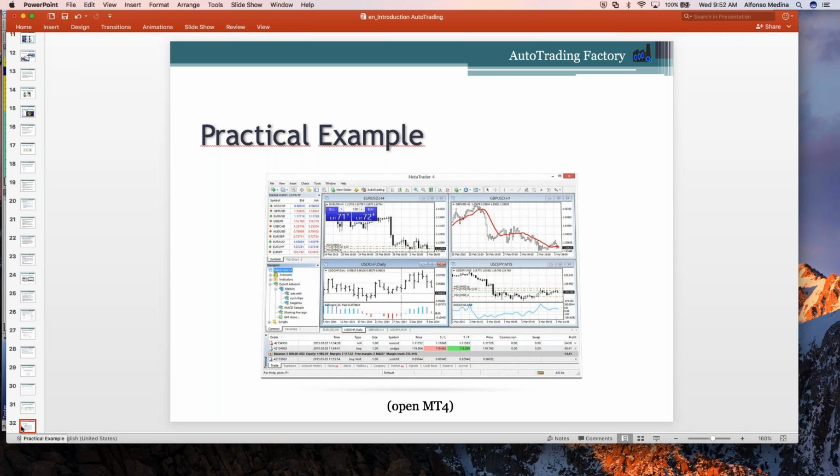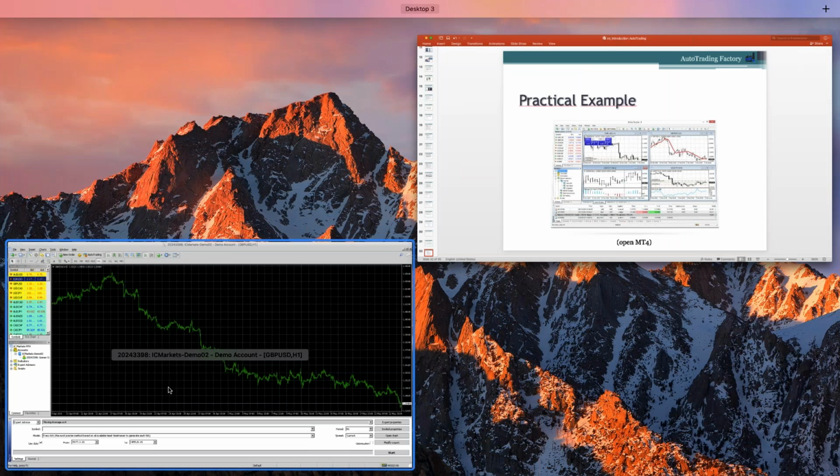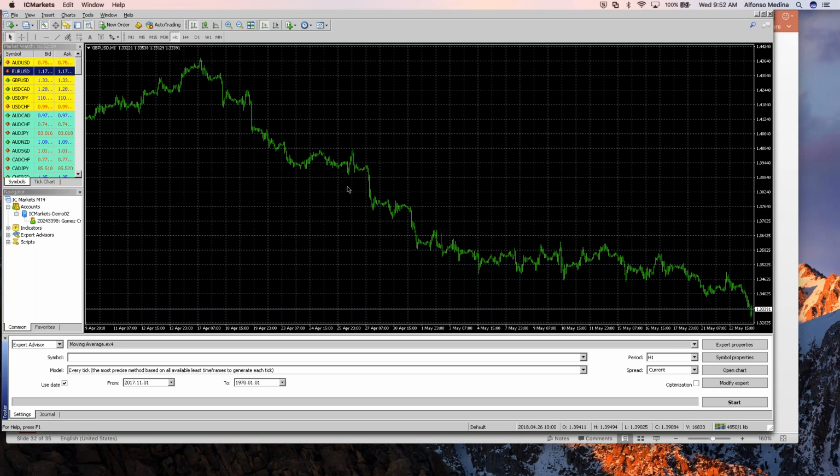Let's see. Okay, here it is. So this is the MetaTrader 4. When you enter it, this is what you'll basically see: a graph of whatever you choose, then all the quotes provided by your specific broker here to the left. The navigator, where you can choose indicators and expert advisors. And what we really want to see here is, first, an example of a backtest.